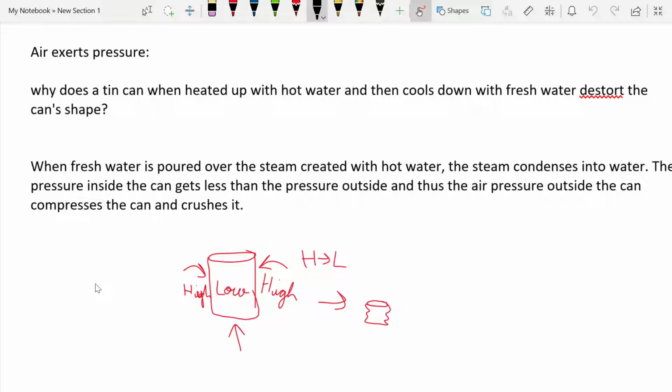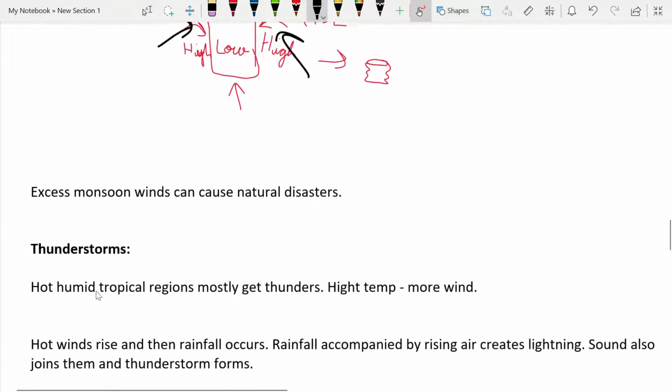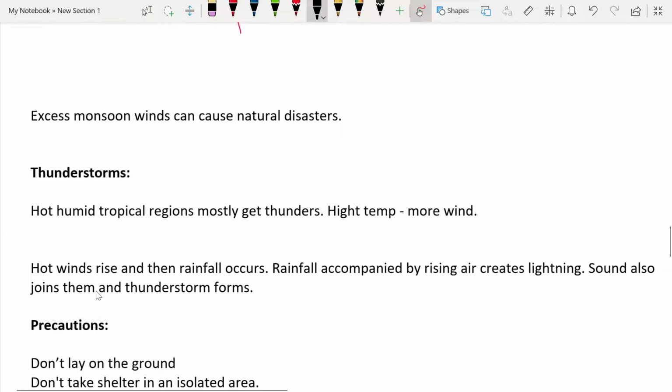Okay, then the pressure outside. Thus, air pressure outside the can compresses the can and crushes it. So there's high pressure outside, and the high pressure moves to low pressure, and then the can is compressed. High to low. Remember that. Excess monsoon winds can cause natural disasters.